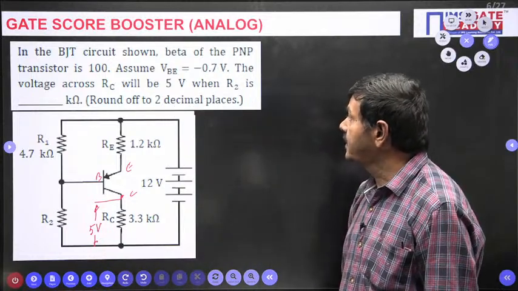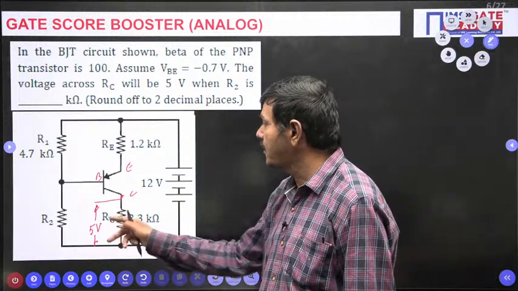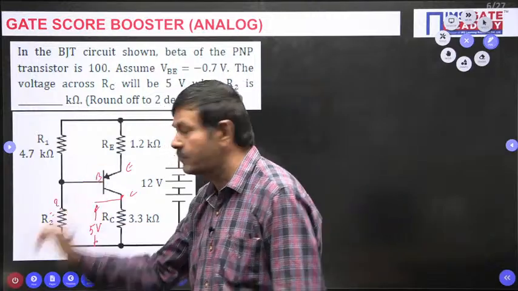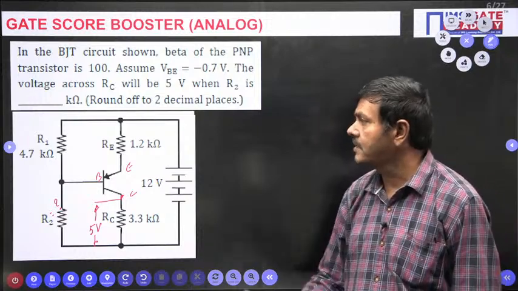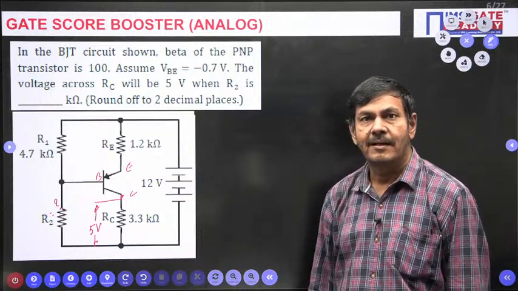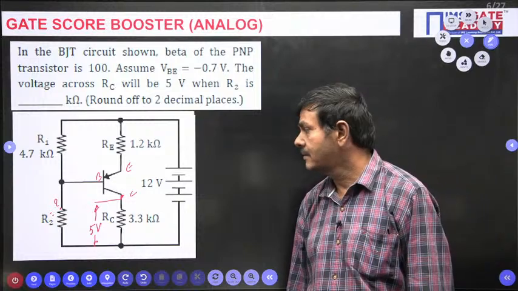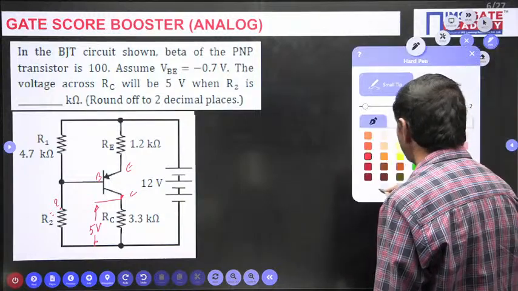When R2 is some value in kilo ohms, the voltage across RC is 5 volts. In that case, how much is R2? The resistance R2 is required from this problem. Anybody can give their answer? If you are getting an answer, say what R2 you are getting.